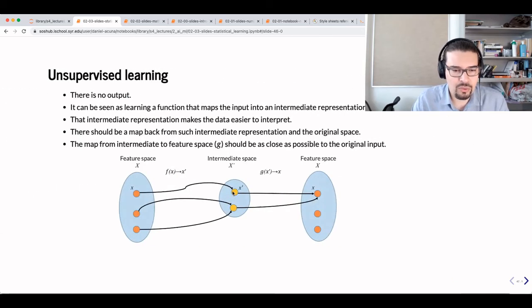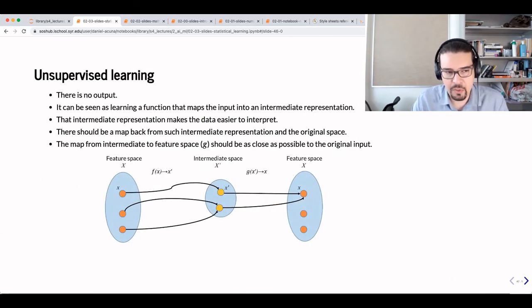Okay, so unsupervised learning is much more complicated because you don't have a relationship between a feature and an outcome. So what you can think of unsupervised learning as trying to just learn an intermediate space where you can represent the data more compactly. And we'll see a couple of those examples with PCA, clustering, topic modeling.